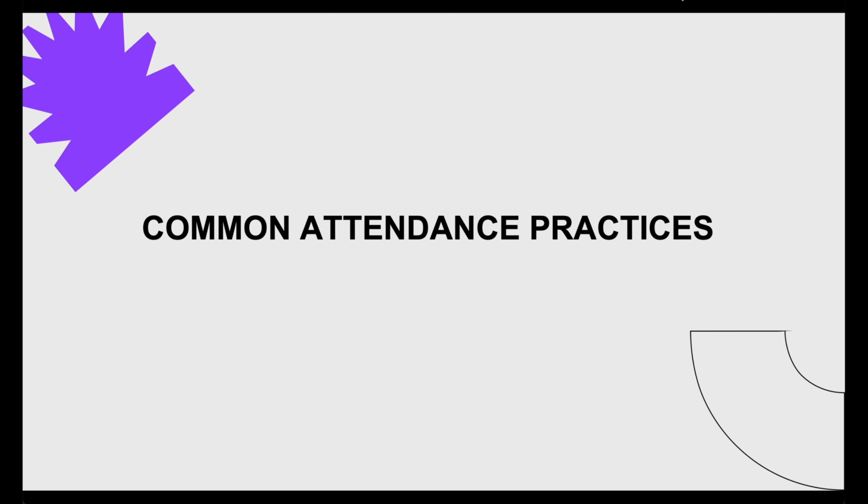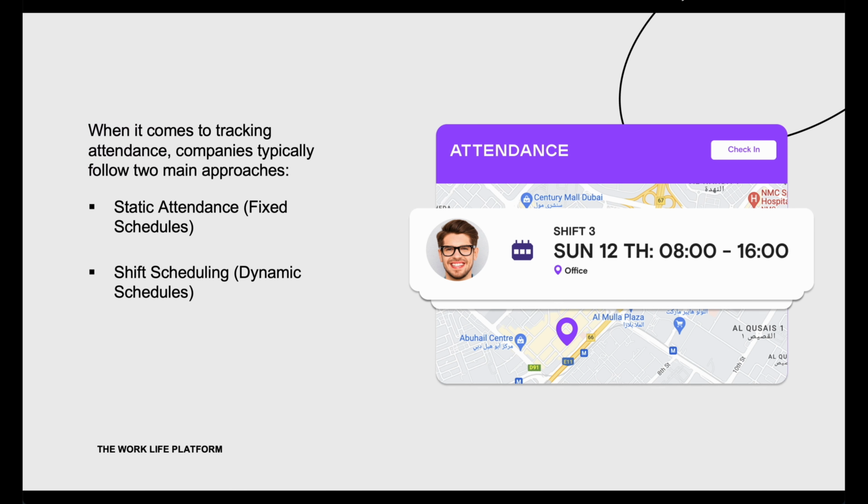When it comes to tracking attendance, companies generally follow two main approaches. The choice depends on the nature of the business, workforce needs, and how flexible the schedules need to be. Let's go over these two methods. The first approach is static attendance, also known as fixed schedules. This is where employees follow the same working hours every week. It's commonly used in office environments where consistency matters. Employees start and finish at set times, making it easier for HR teams to track attendance and manage payroll.